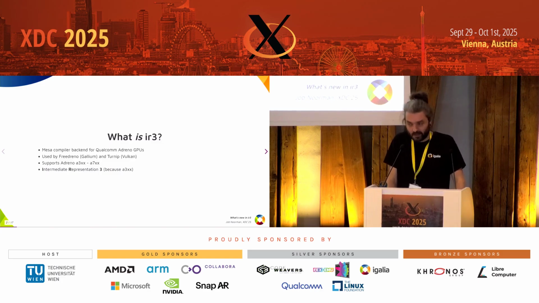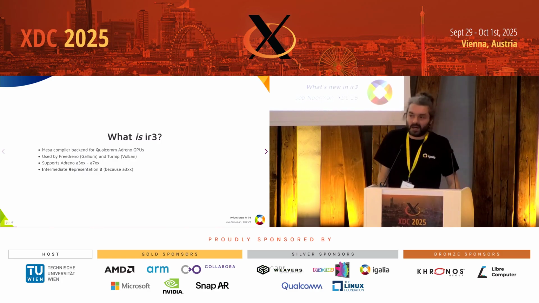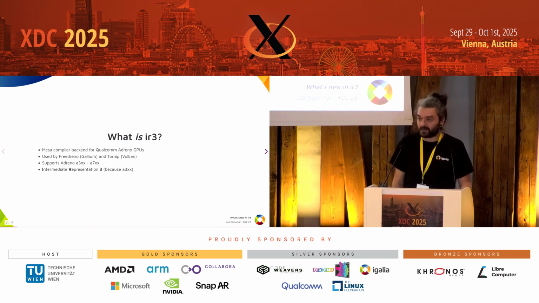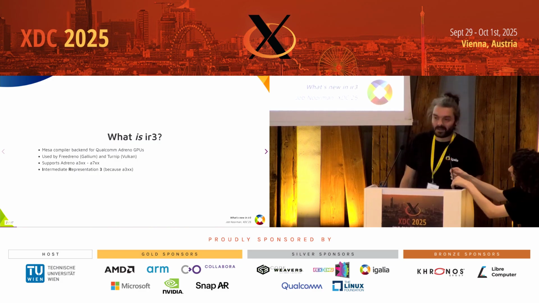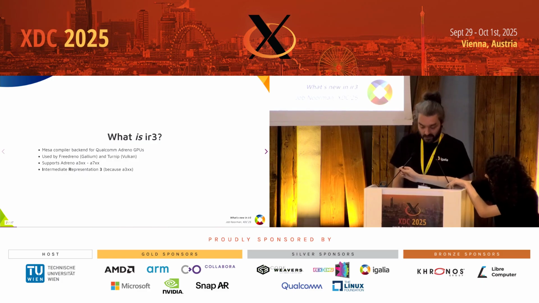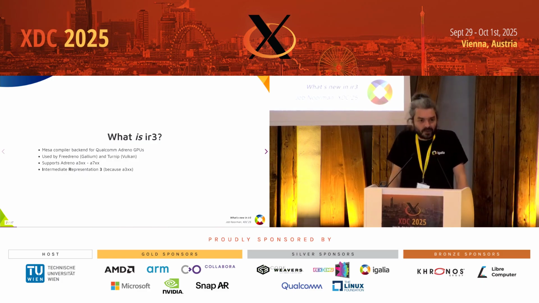What is ir3? Most people probably know that ir3 is the compiler backend for Qualcomm Adreno GPUs in Mesa, which means it's used by both the Gallium driver Freedreno and the Vulkan driver Turnip. We support a wide range of Adreno generations, starting from the A300 generation up until the current generation A700 that we're mostly focused on. As for the name, as far as I know, ir3 just means intermediate representation 3. Where the 3 refers to the first generation that we support, A300.